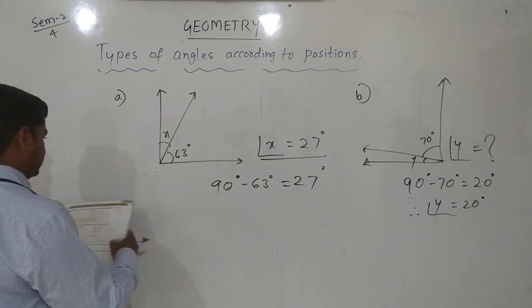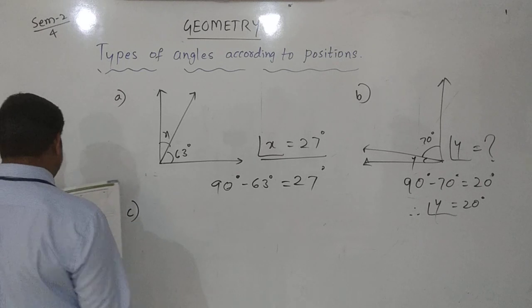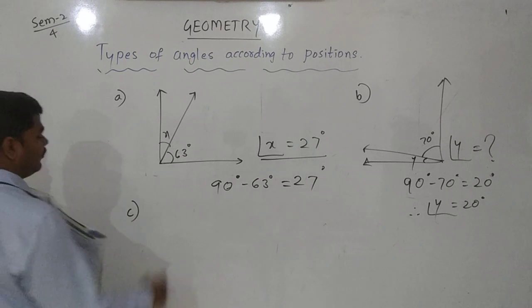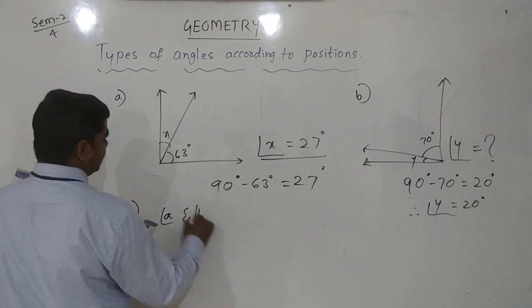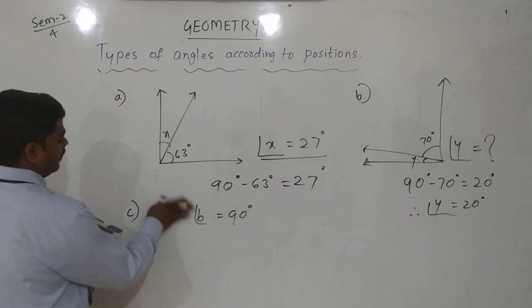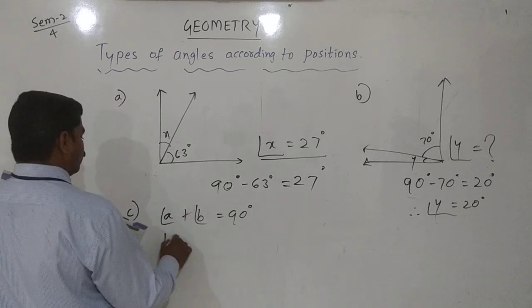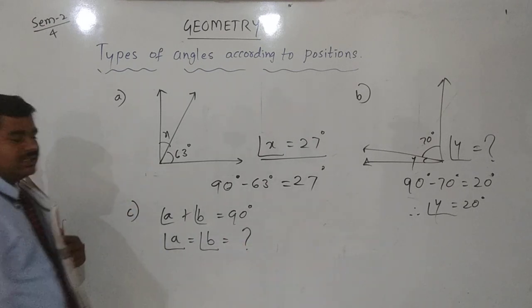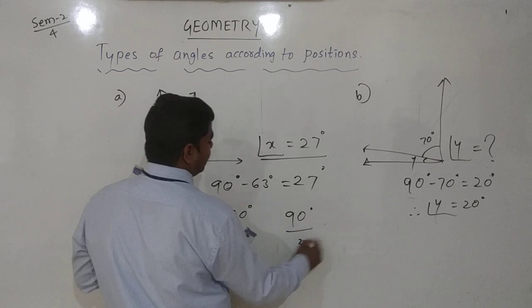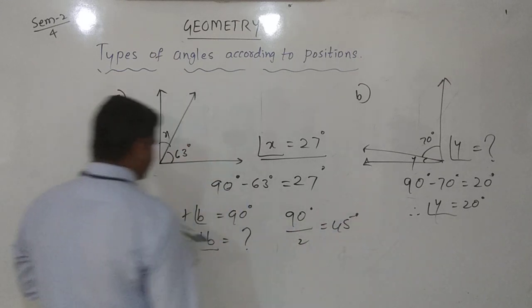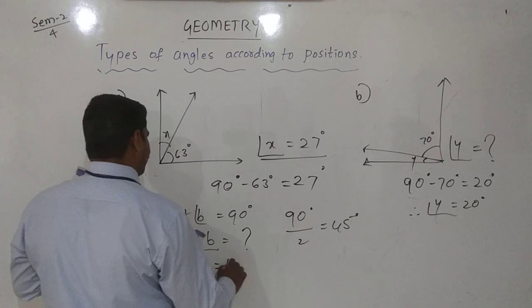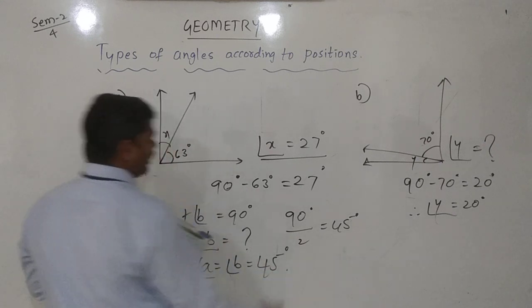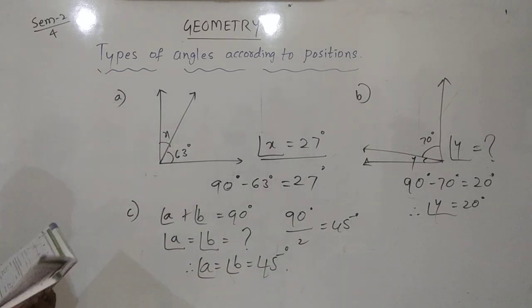And C, this is very simple. If A and B are complementary angles, A is equal to B, what is the measure of each angle? A and B sum to 90 degrees. Then angle A is equal to angle B. Then what is the measure? Yes, 90 divided by 2, that is 45. Then you can write therefore angle A is equal to 45 and angle B is equal to 45 degrees. Simple now.